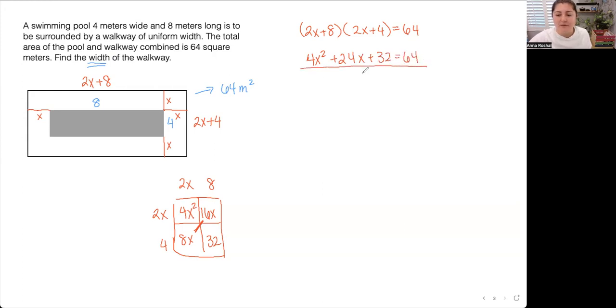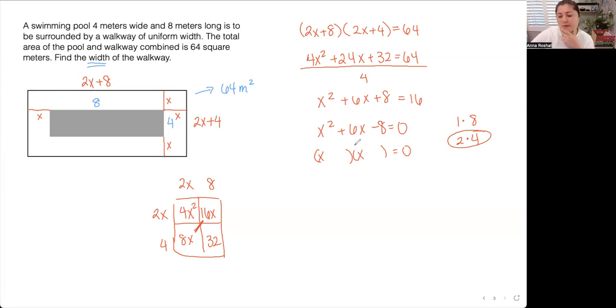Again, I can absolutely divide all of these by 4 to make my life much, much easier. X squared plus 6X plus 8 equals 16. Subtract the 16, X squared plus 6X minus 8 equals 0, and then go in and factor. My factors of X are X and X. My factors of 8 are 1 times 8, 2 times 4. Obviously, it's going to be these two.